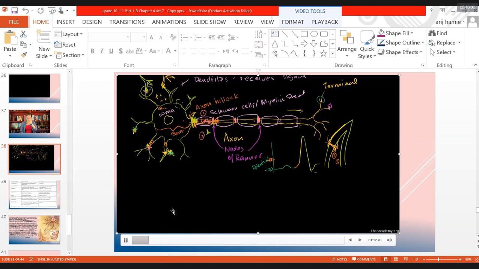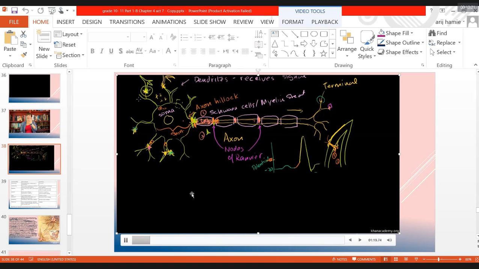Now, the next natural question is what happens at the neuron-to-neuron junctions. We said that this point, where the soma ends and attaches to the axon, we call the axon hillock. Okay?